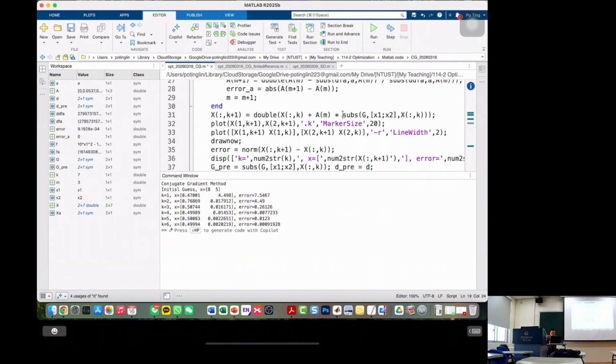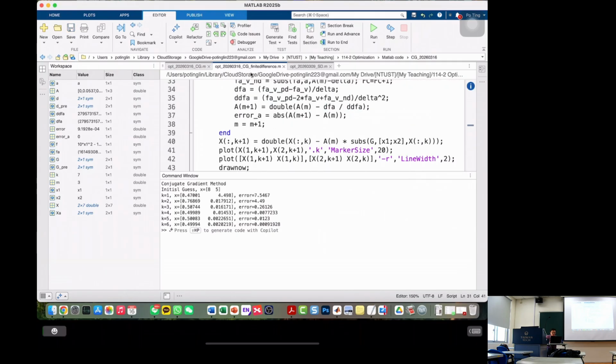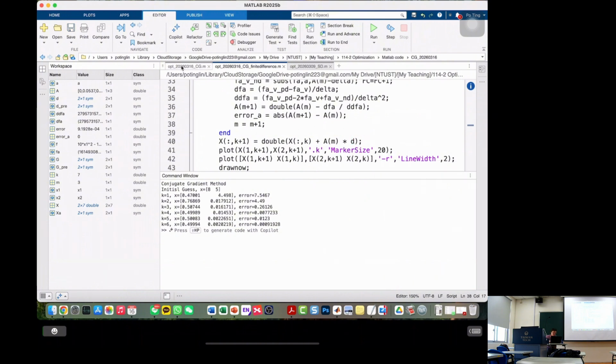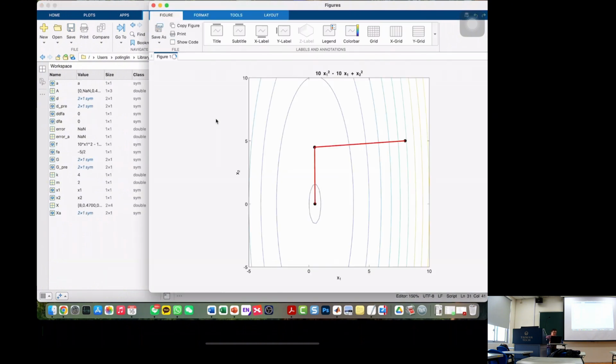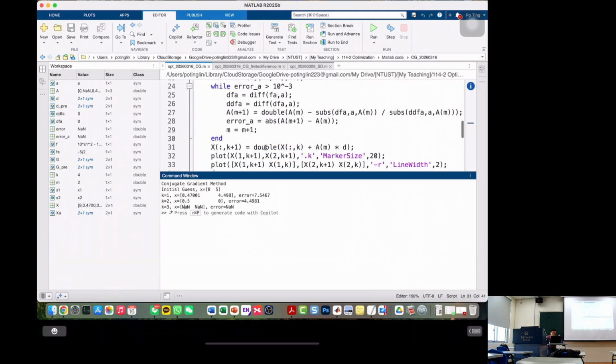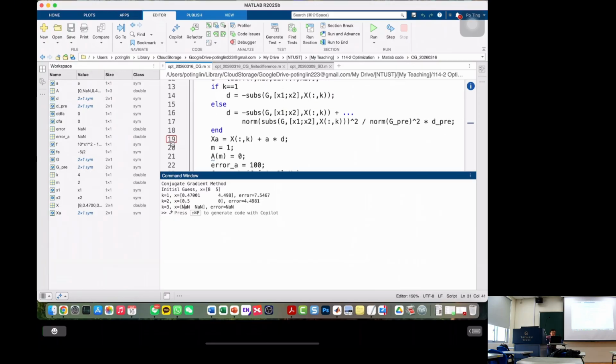Okay. That's how it should look like. And for here, plus D. Right? Okay. Conjugate gradient. Okay. 3. How come not a number? I need to know why it's not a number.